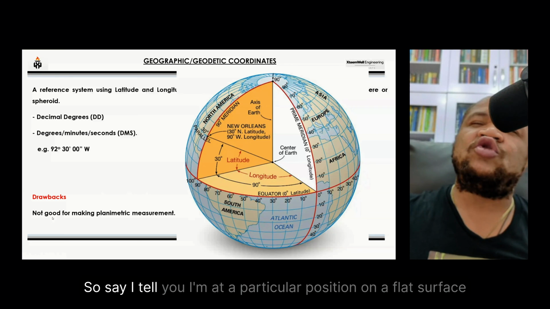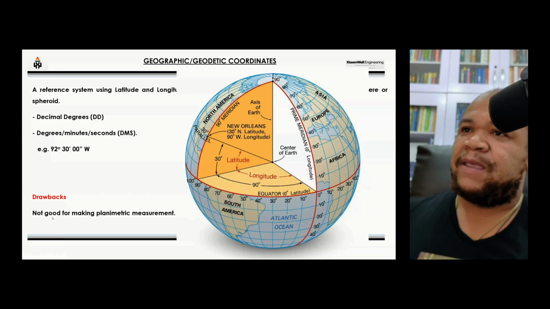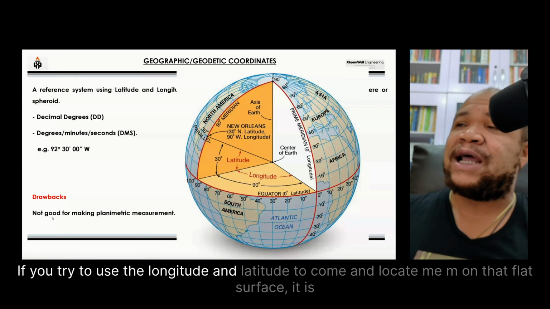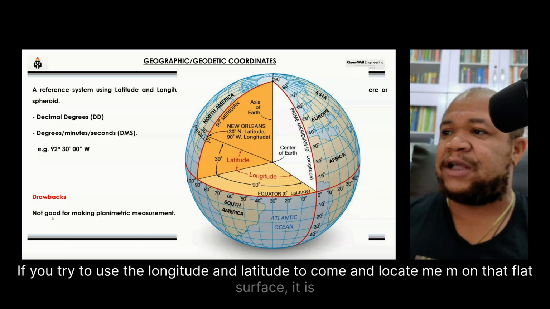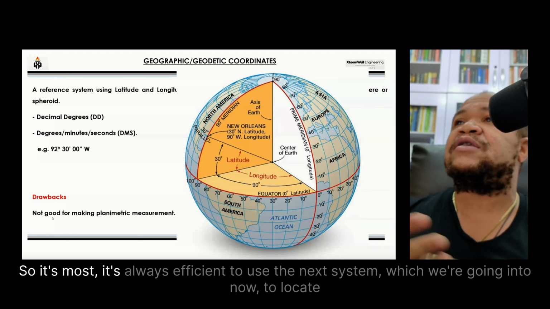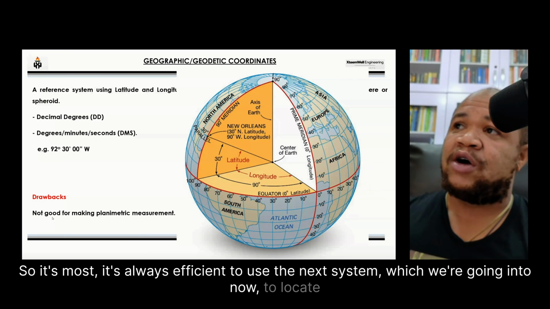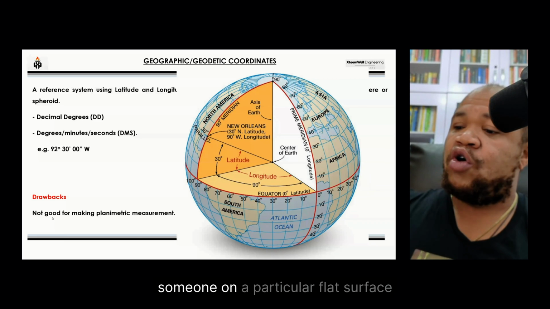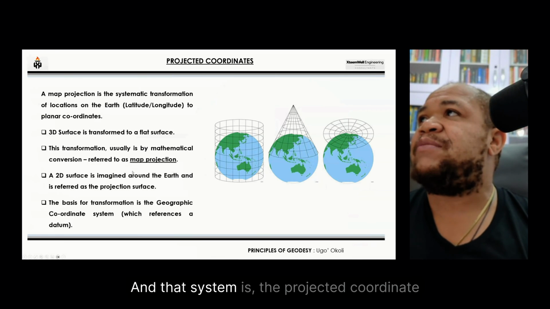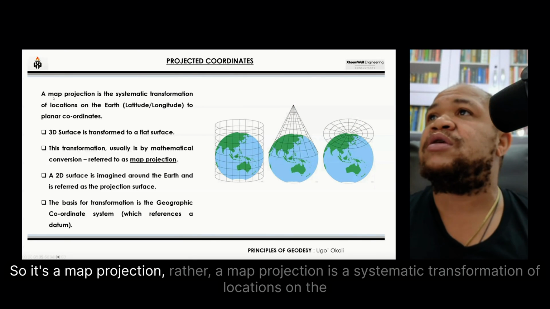So, say I tell you I'm at a particular position on a flat surface. If you try to use the longitude and latitude to locate me on that flat surface, it is going to be very difficult. So it's always efficient to use the next system, which we are going into now, to locate someone on a particular flat surface. And that system is the projected coordinate. So it's a map projection.